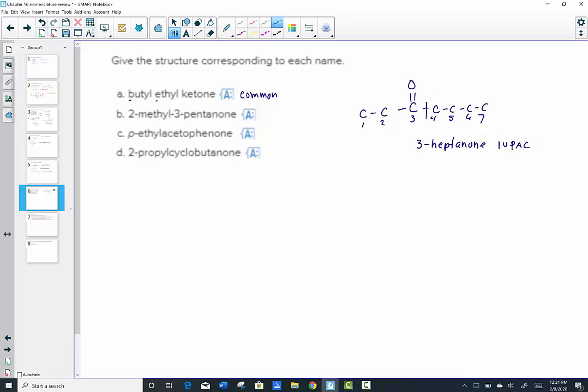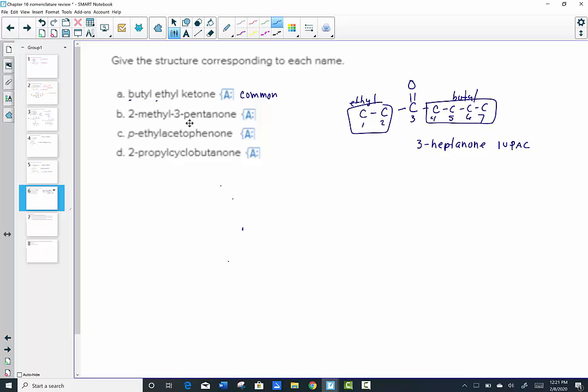Same structure, just common. You have the butyl, 4 carbons. You have the ethyl, which is 2 carbons. And then you say the term ketone for that carbonyl. Alrighty. All right, so that's A.